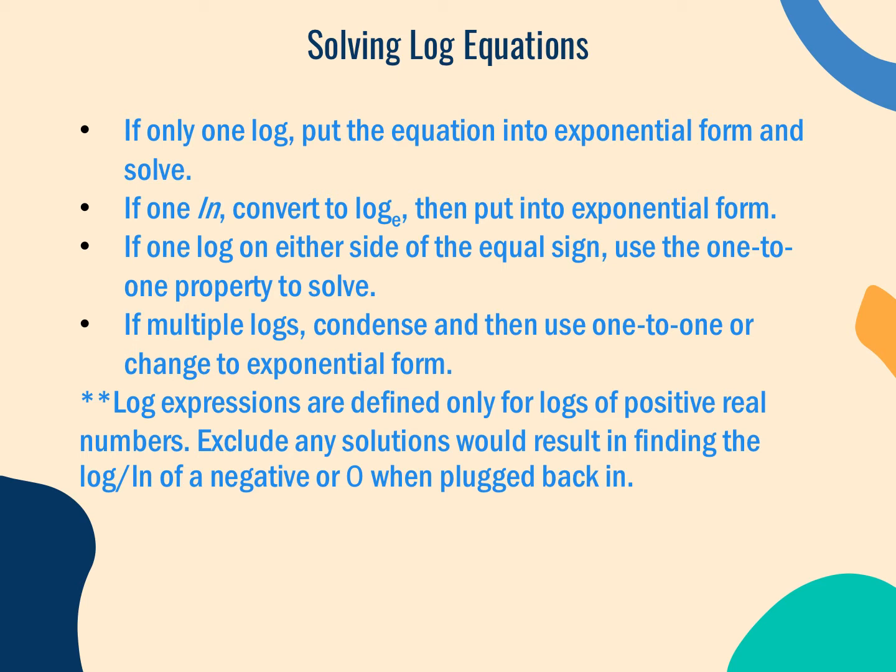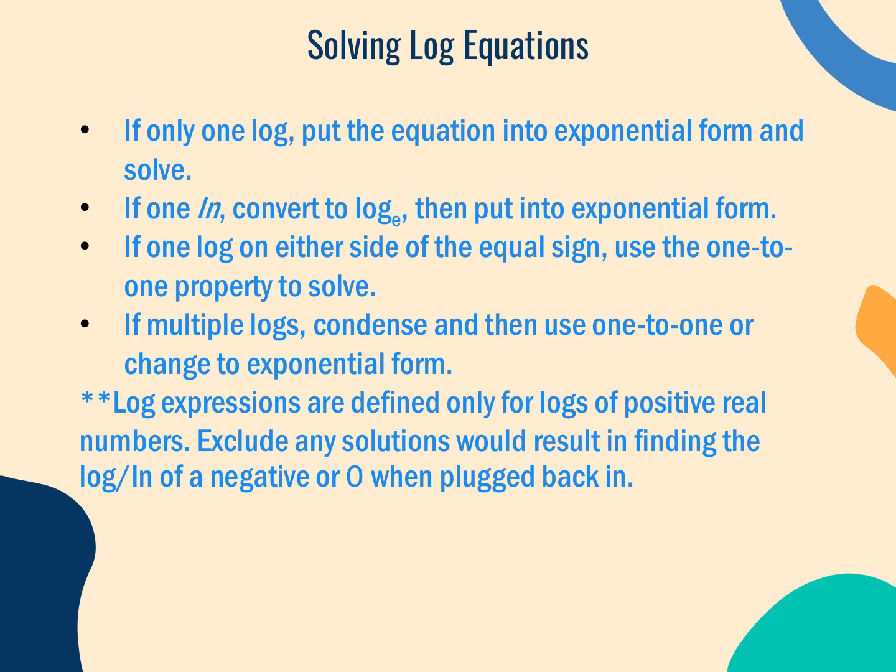So here, if there's only one natural log, we can convert it to the log base e and then put it into exponential form, or you could even just go from natural log into exponential. Just remember the base for a natural log is e. And then if there's one log on either side of the equal sign, we can do the one-to-one property where we cancel out that log on both sides and then solve what remains.